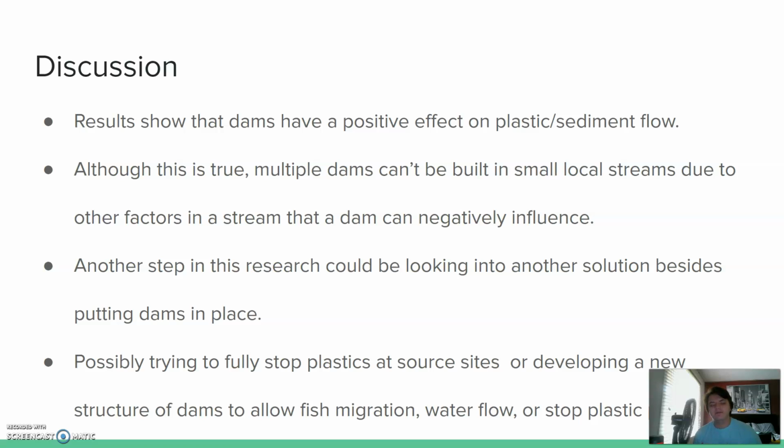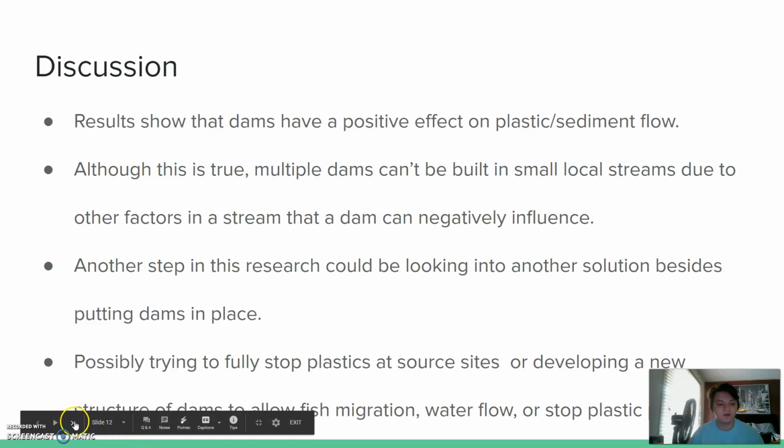I've been spitballing, I've been looking, but I haven't really found anything to where that can be done yet. Further developments in technology and science can obviously make these things happen. But what I was thinking is, rather than placing more dams, we can find the source sites of these plastics and stop them there, or we can develop new structures of dams that can allow even the fish to go through and water to keep flowing, and still be able to stop sediment flow and plastic pollutants from continuing to go. And here are my references.